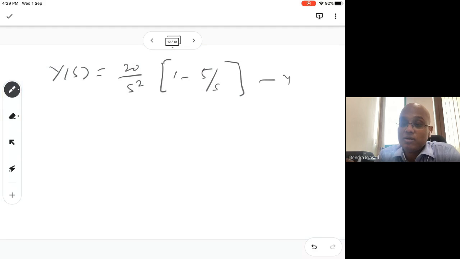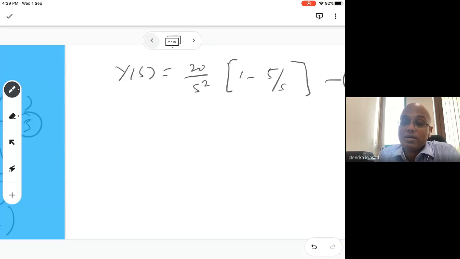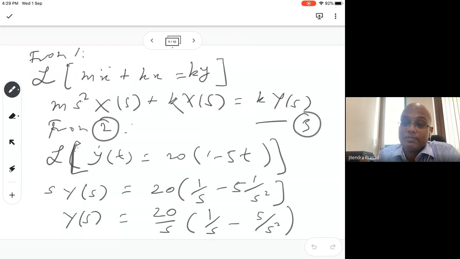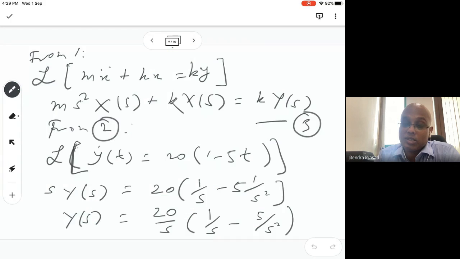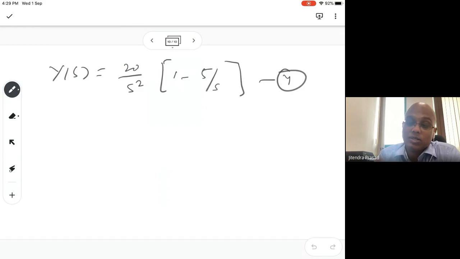This we will put in equation number 3. So then what do you get? You get ms square plus k, not cs, times Xs, putting it in equation number 3.